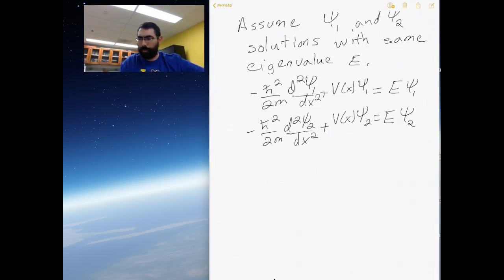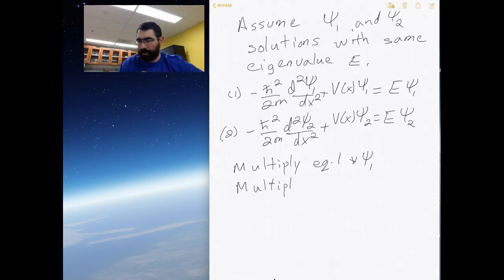So to do that, I'm going to call this equation 1 and this equation 2. What we want to do is multiply equation 1 by psi1, multiply equation number 2, I'm sorry, let's go back. You want to multiply equation 1 by psi2, and equation 2 you're going to multiply by psi1. Then we're going to subtract the two equations.